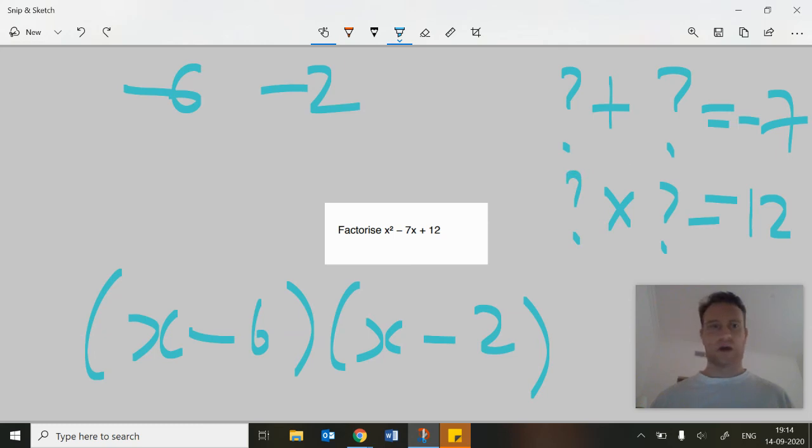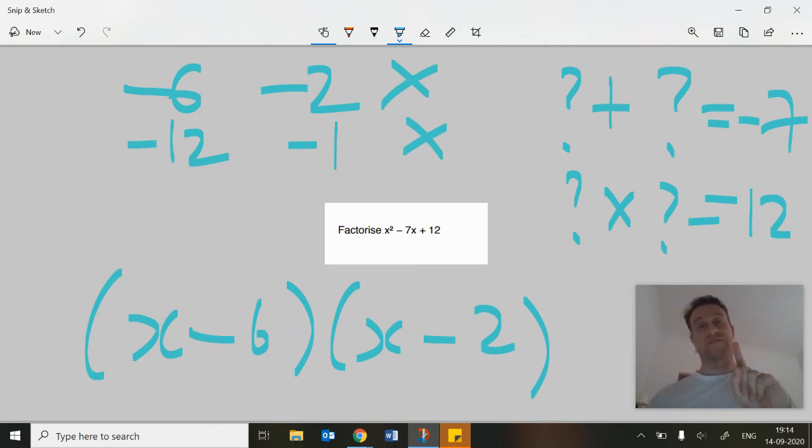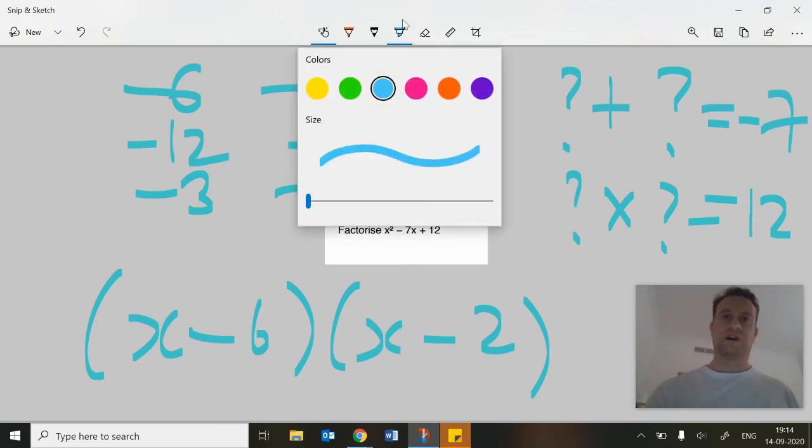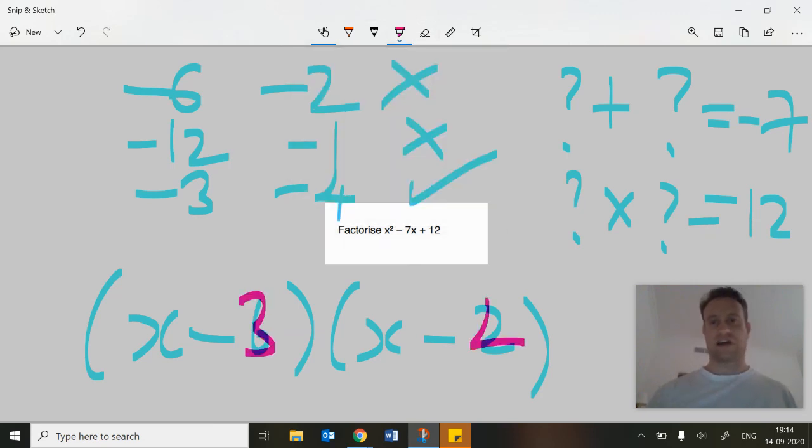So that's not particularly good. Let's think of some other numbers that will multiply together to give 12. Well, we've got 12 and 1. Again, we could do minus and minus, but I know they add together to give minus 13. So neither of those are good. And I think we've got one more combination left. That's 3 times 4, and we put minuses in front of both of them. We can see that those add together to give minus 7. So this is good. The final answer for this one is going to be x minus 3 and x minus 4.